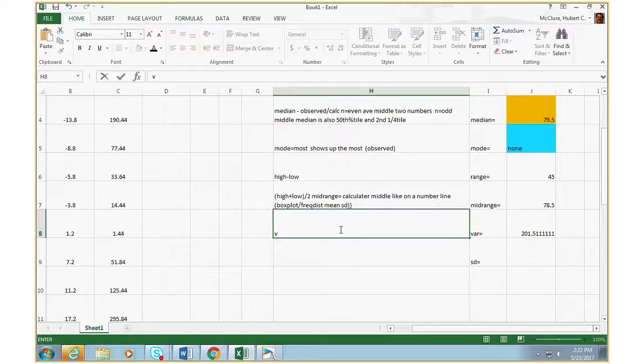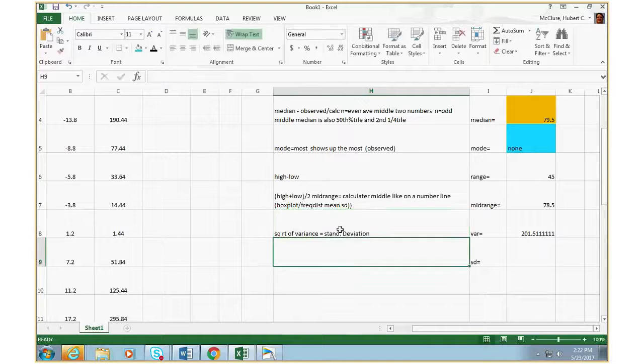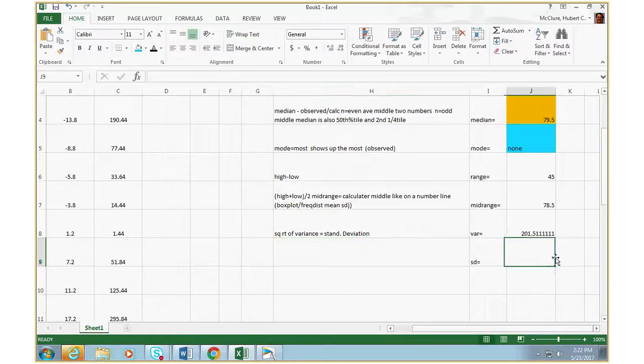Variance, the important thing about the variance is that the square root of the variance is equal to what? Standard deviation. So do we have to do any work for the standard deviation? No. All we have to do is take that number above it and raise it to the what? 1/2 power or 0.5 power.